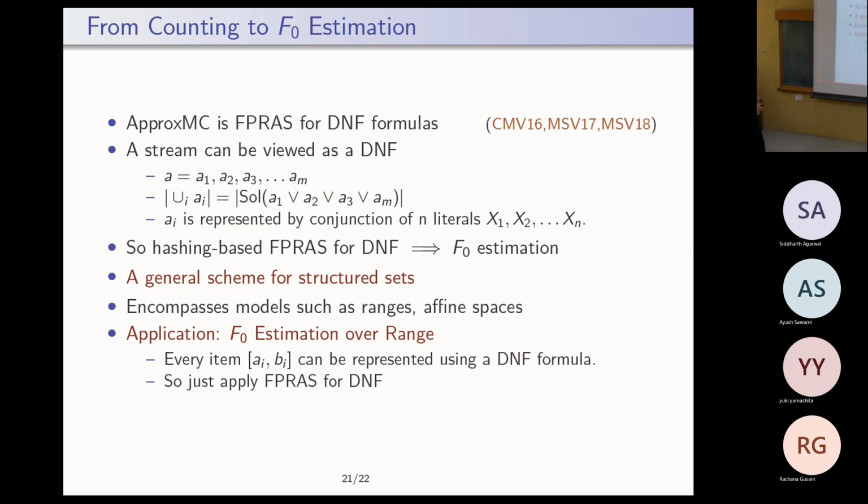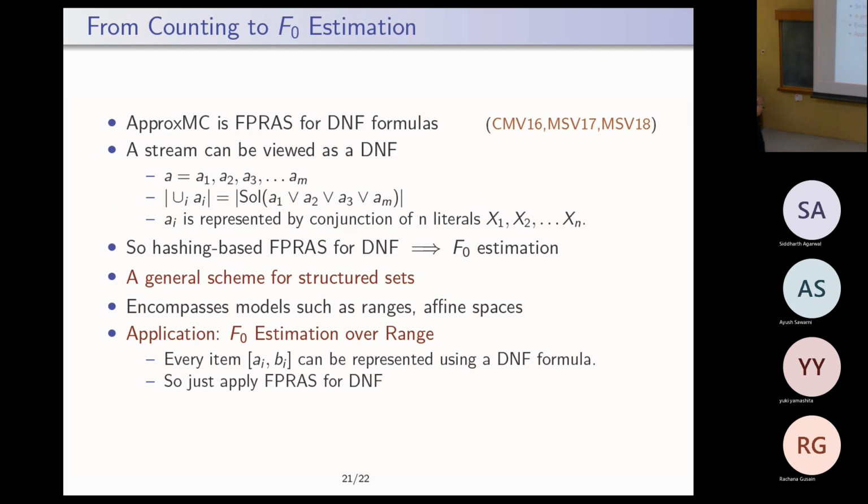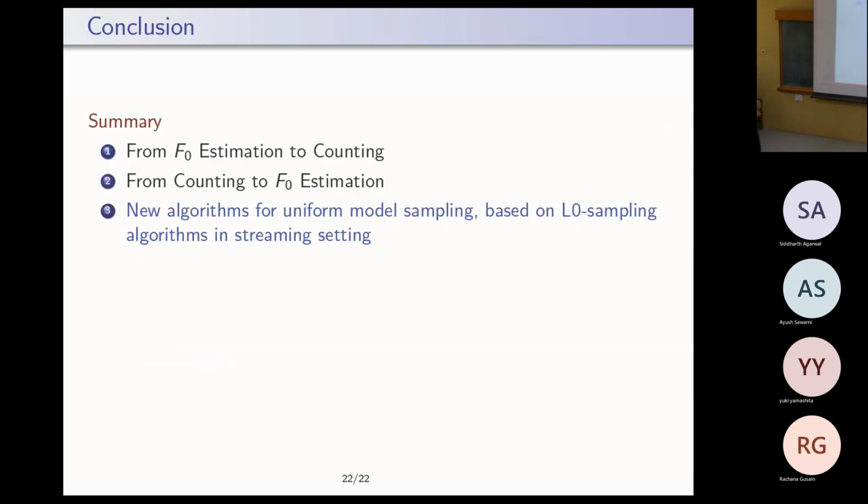For example, if your elements correspond to intervals, so every element is an interval from AI to BI, and you are interested in the size of the union of these intervals, you can represent the interval using a DNF formula, where the DNF formula refers to the bits that are used to represent the number AI and the number BI. Then you can use the F0 algorithms for DNFs that we described earlier to solve this problem. And this also gives improved algorithms for the counting problems for intervals, hyperrectangles, and some other problems.